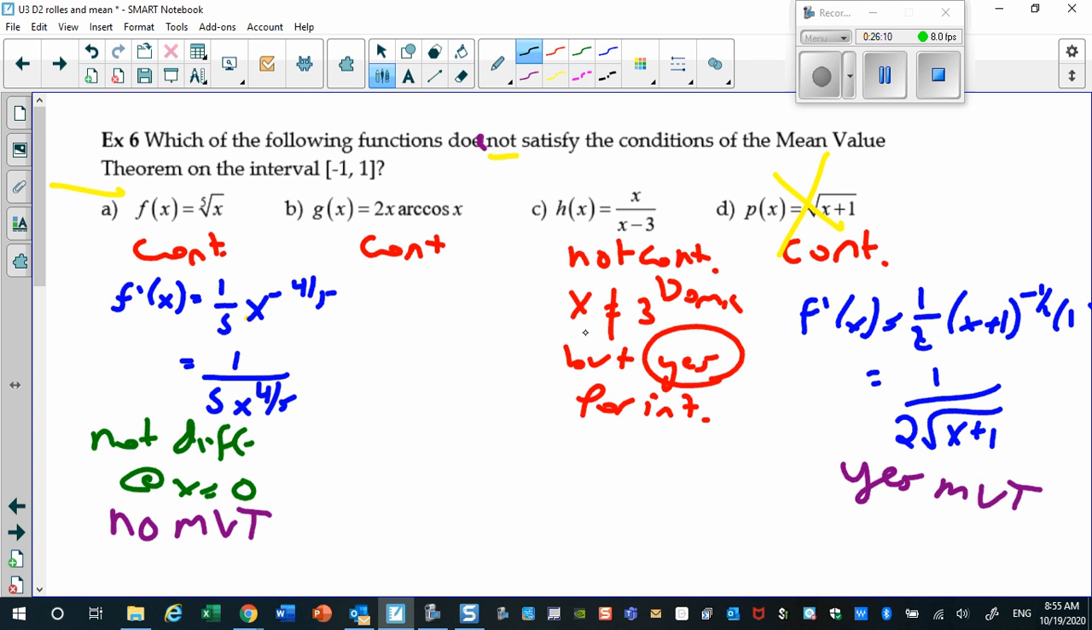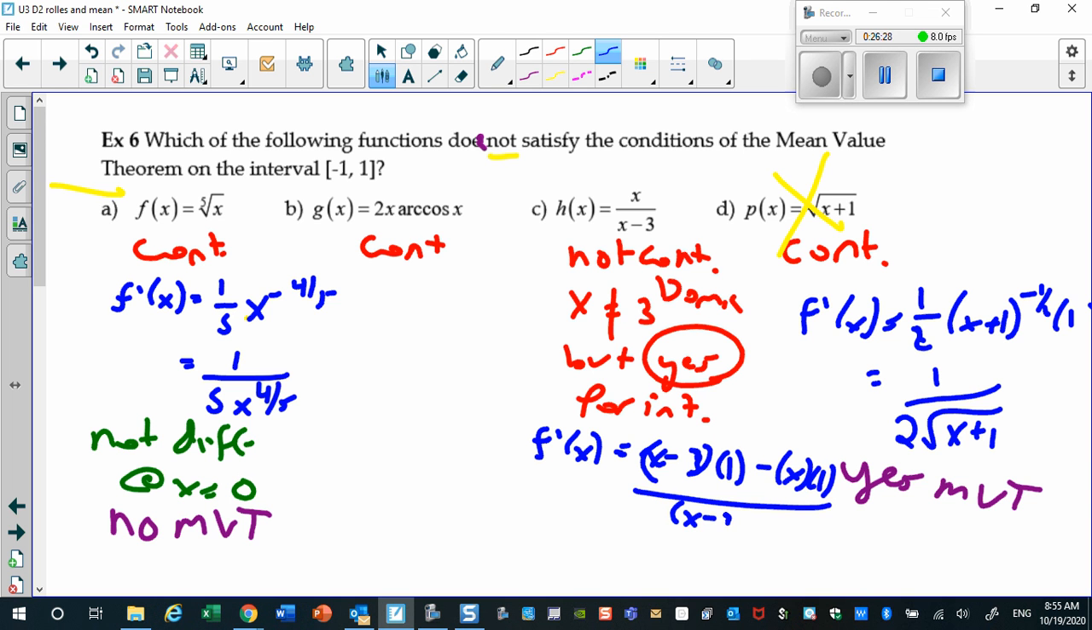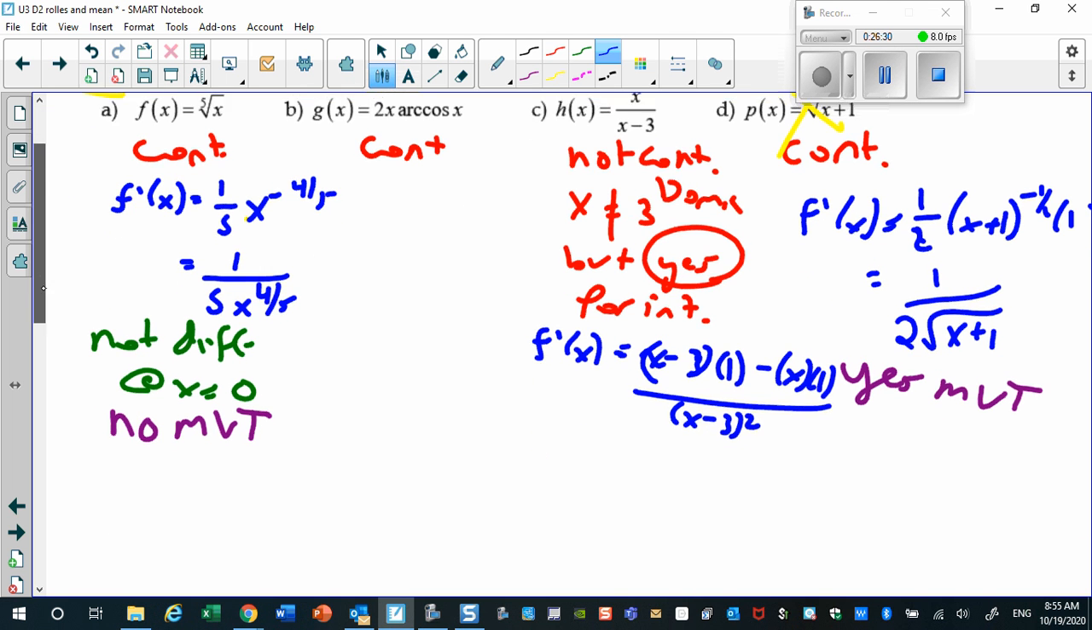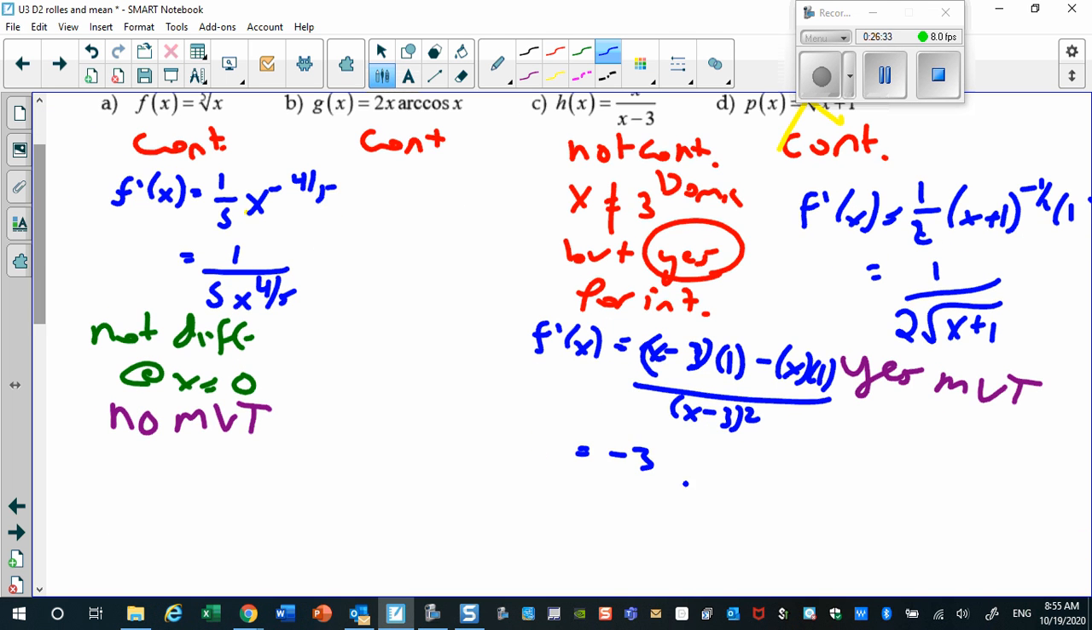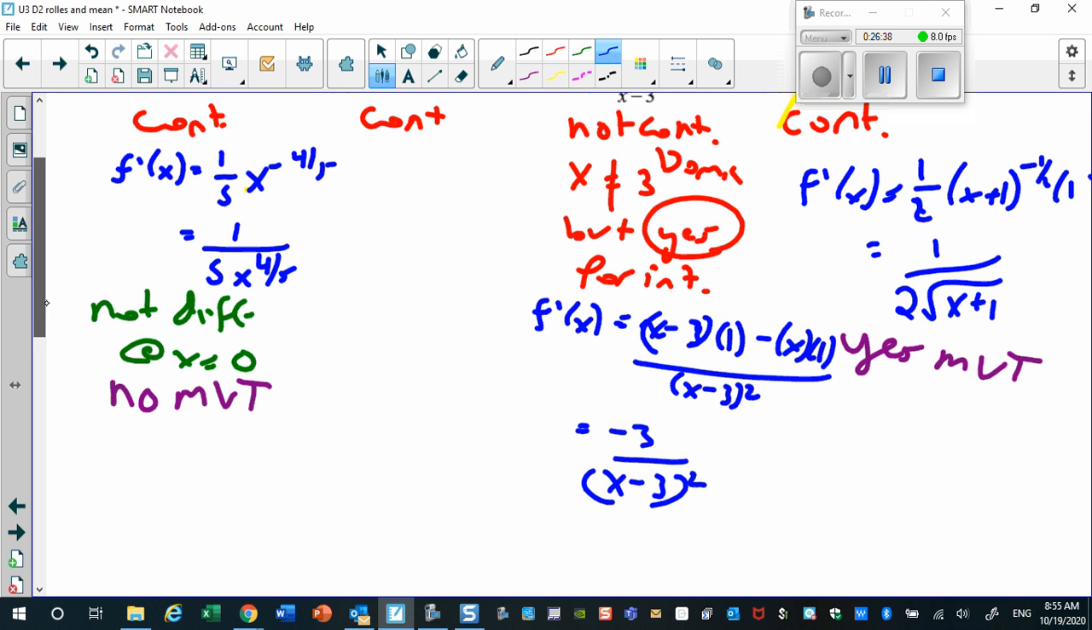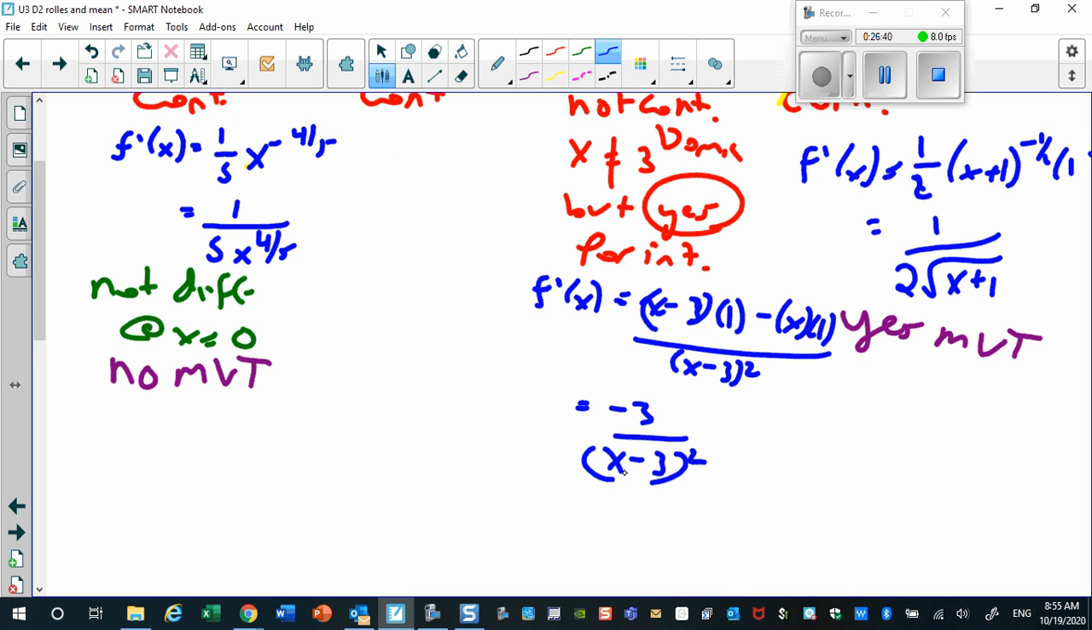Might as well do this one because we're here. So, f prime of x equals, this is quotient rule. So, low d high minus high d low all over low. The x's are canceling out. I'm left with -3 over x minus 3 quantity squared. That is a continuous function. That is differentiable between -1 and 1. So yes. Yes to MVT.